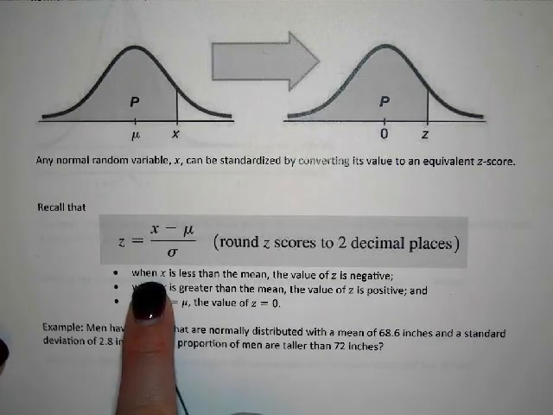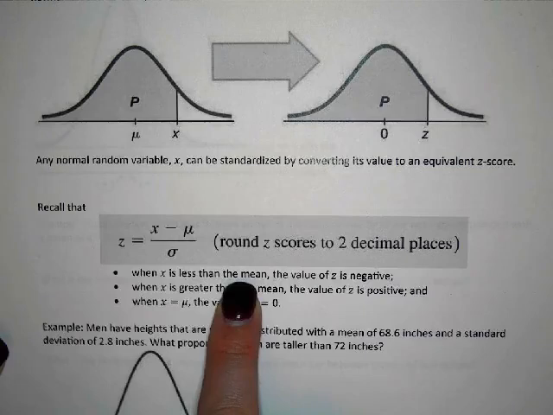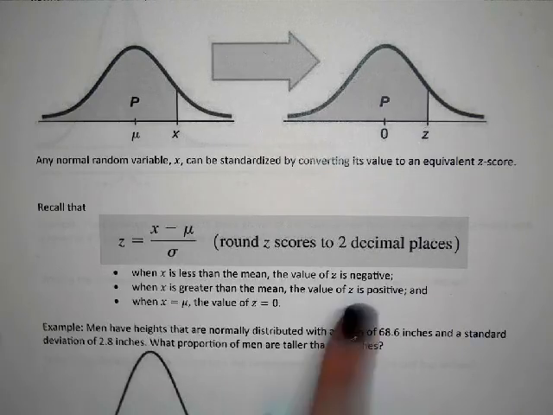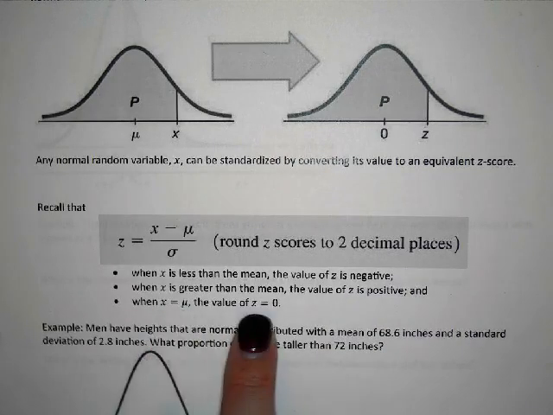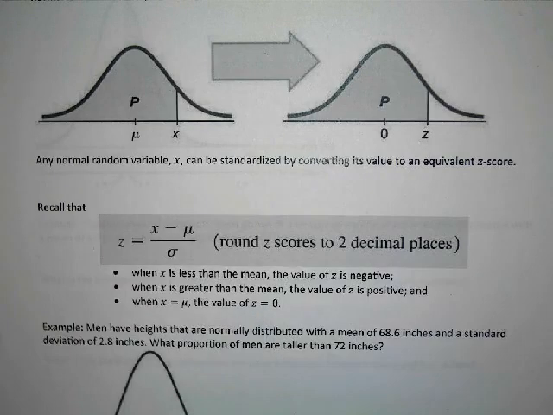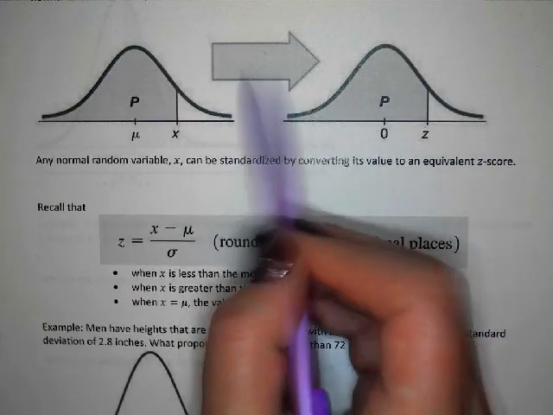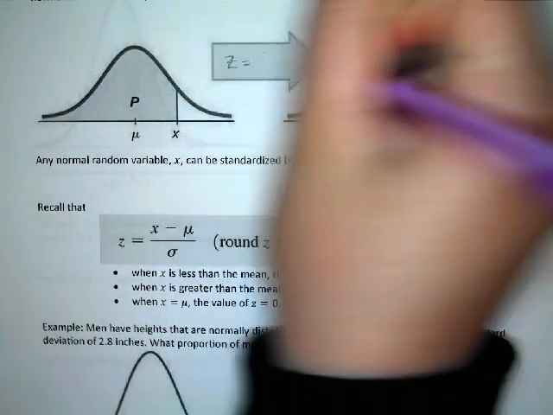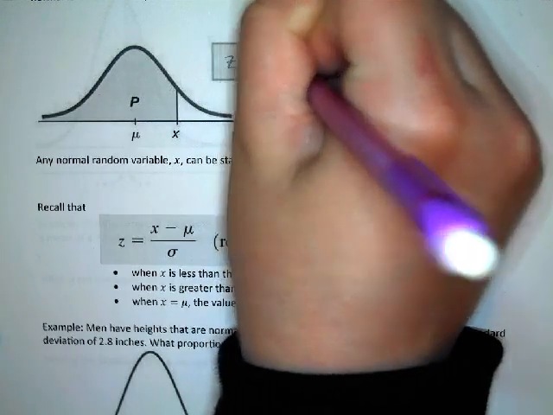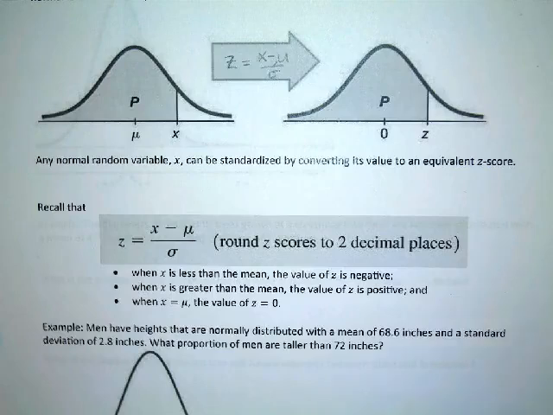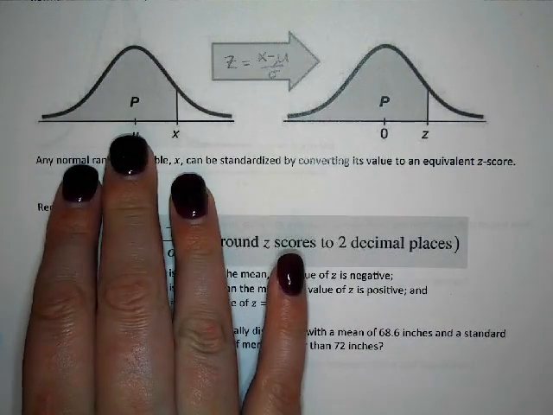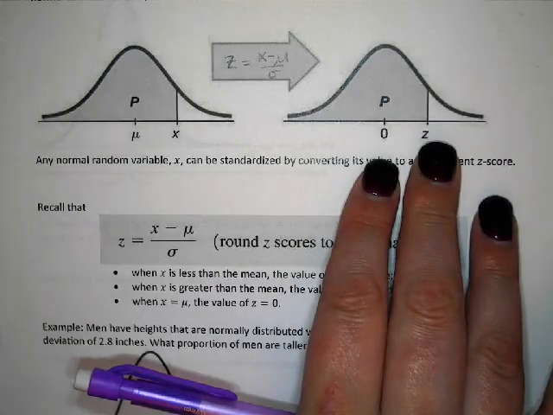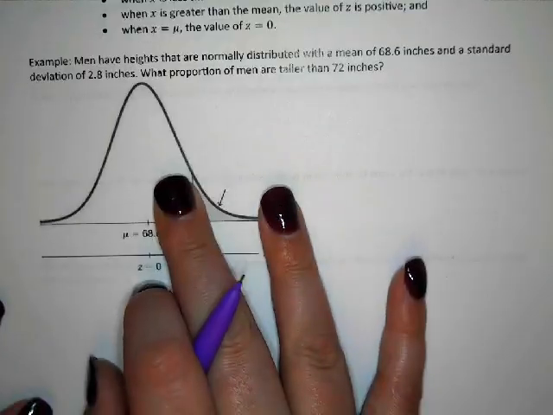For instance, you might remember that when x is less than the mean, the z-score is going to be negative. When x is greater than the mean, the z-score is going to be positive. And if x equals the mean, then the value of z is going to be 0. So the conversion that you're going to use is just this equation. And if you want to write that in here, you can. So this is going to be x minus mu over sigma. That's how we're going to be converting from a normal distribution in terms of the random variable x into a standard normal distribution.